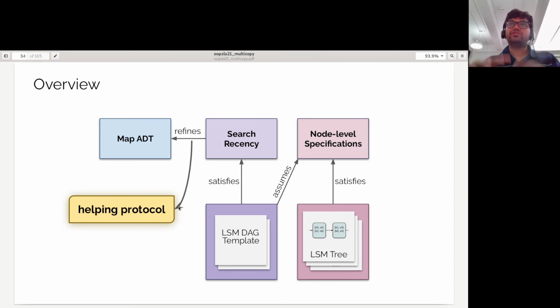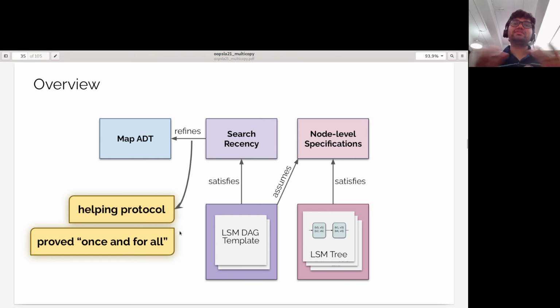Helping protocol needs to take care of things like at what point shall a search thread engage in helping, or how it matches up upsert and search pairs for helping, things like that. So that's what is part of this proof. The beautiful thing about this is that this proof is common across all templates. It does not rely on any aspect of the template. So it is common across all templates and has been factored out. So this proof is done once and for all and is applicable for all templates of the multi-copy structure.